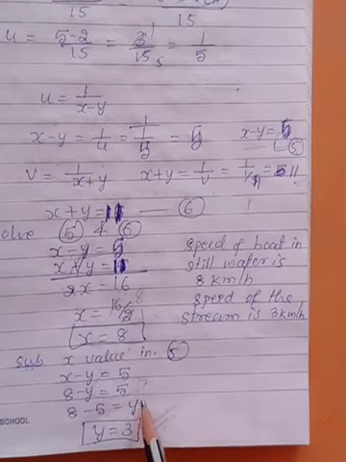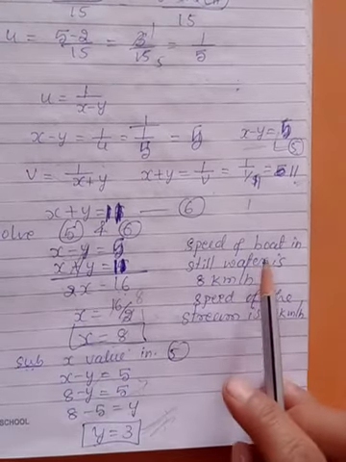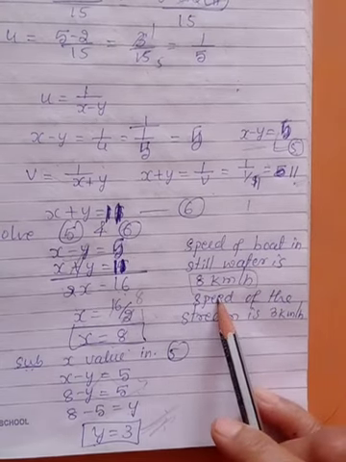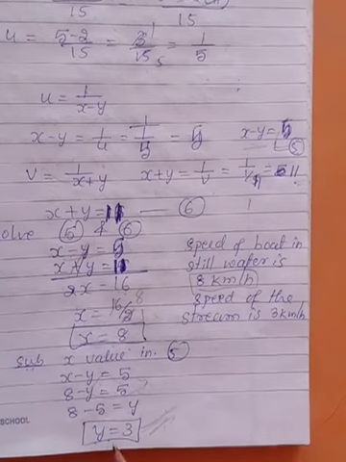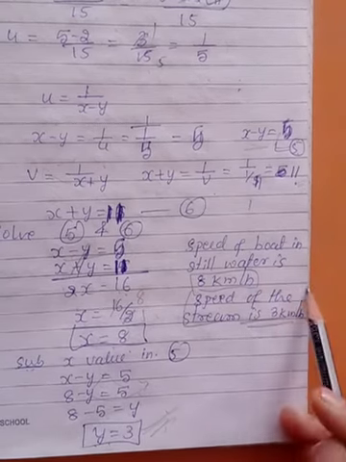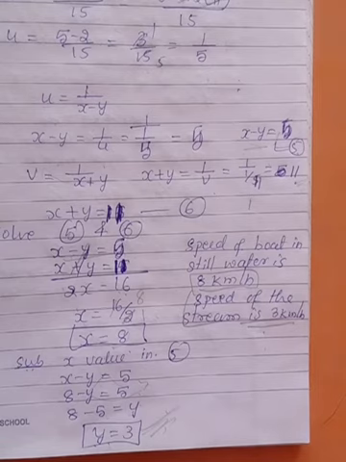So what it gives, x we have considered as the speed of the boat. So speed of the boat in still water is 8 km per hour. What is the speed of the stream? It is 3 km per hour. This is the problem you will be having.